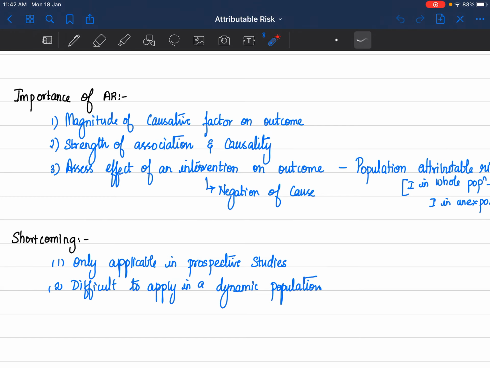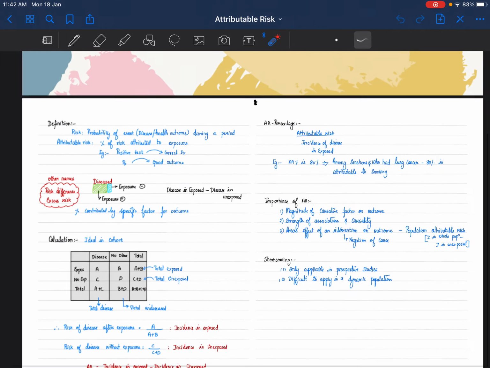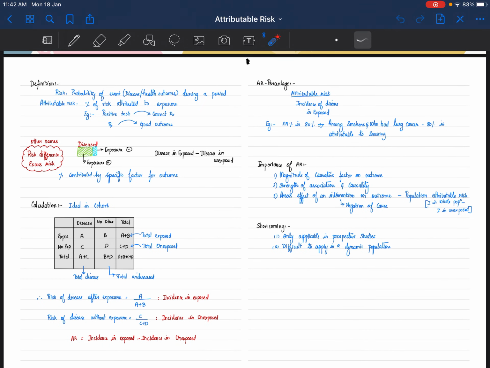I think if you write this much for an attributable risk, and if you understand this much for calculation of an attributable risk given to you in OSCE or practicals, it should be more than enough. So that's it. We had a short discussion on attributable risk.